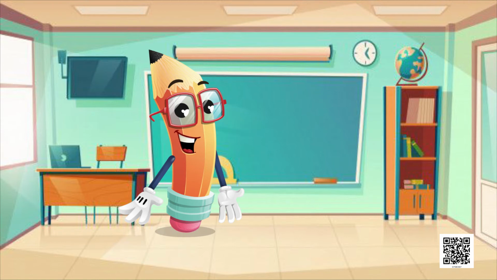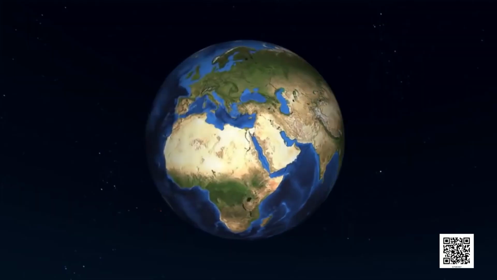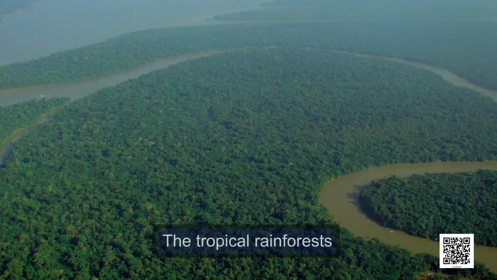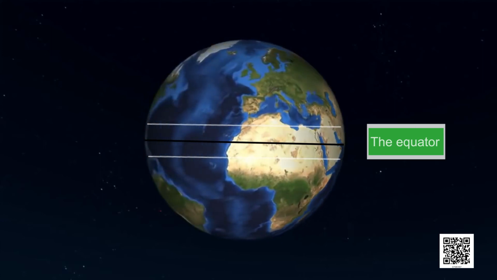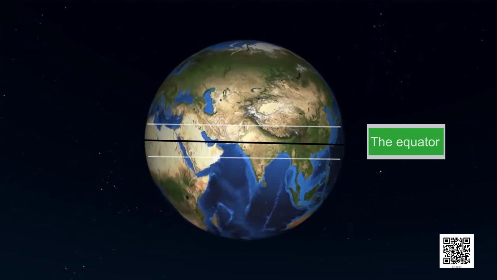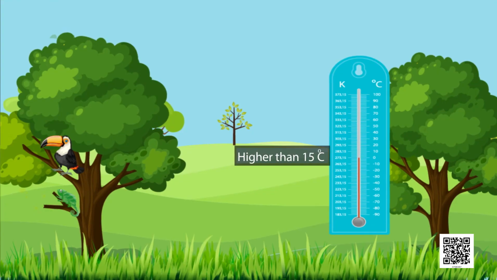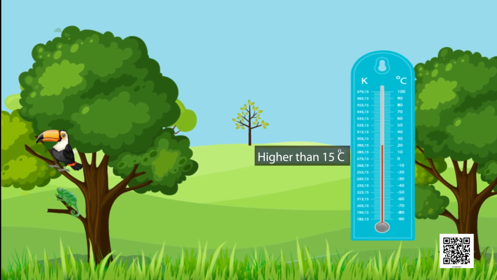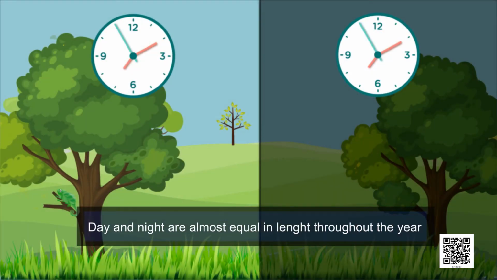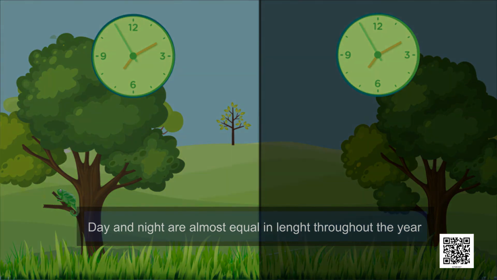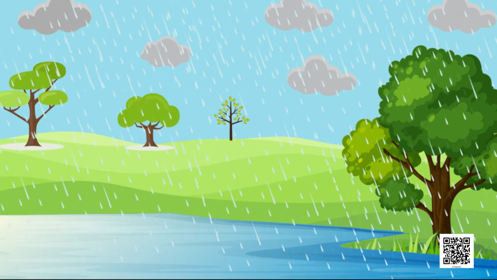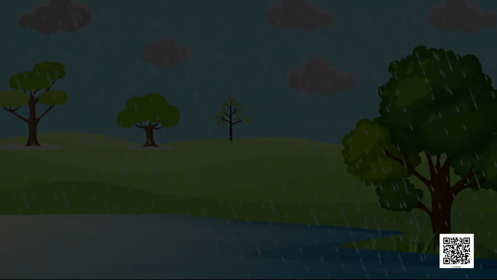Children, now we will study about the tropical rainforest. The tropical region has generally a hot climate because of its location around the equator. Even in the coldest month, the temperature is generally higher than about 15 degrees Celsius, and during summers the temperature may even cross 40 degrees Celsius. Days and nights are almost equal in length throughout the year. These regions get plenty of rainfall. Because of continuous warmth and rain, this region has wide variety of plants and animals.